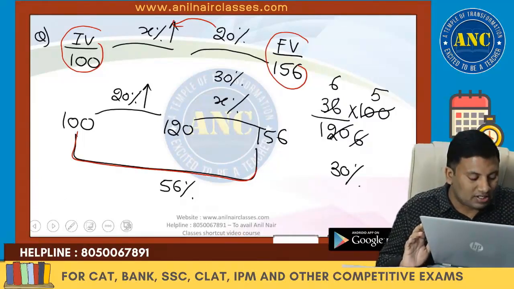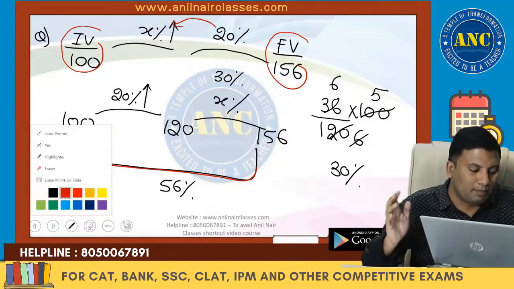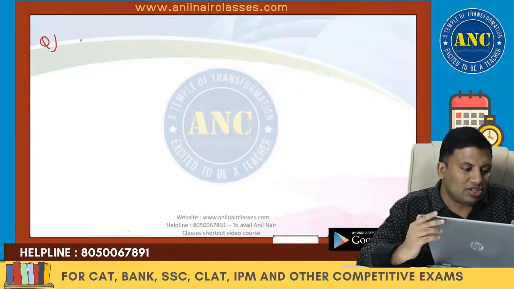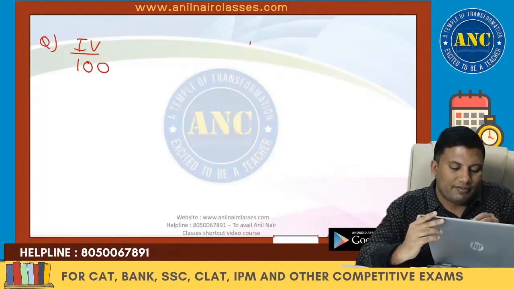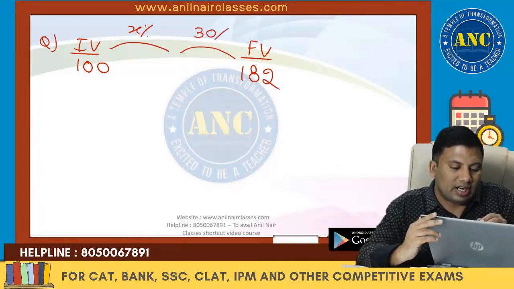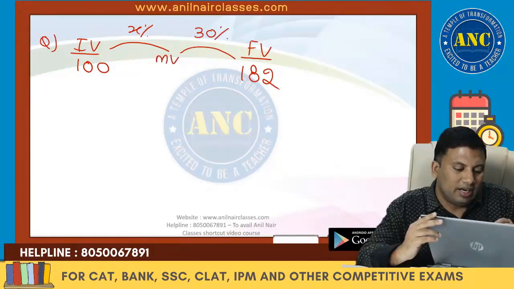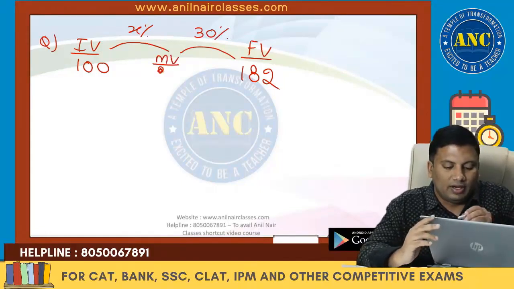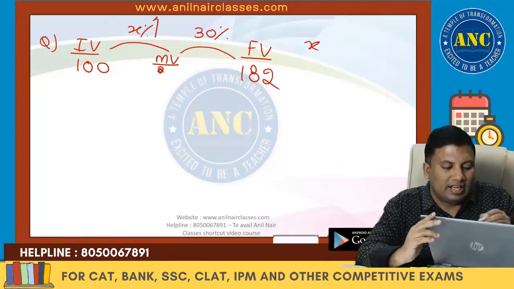Second example. Take these examples, sir. Second one. Initial value 100. Final value 182. X percentage. Again it is 30 percentage. This is the middle value. Find x. Both are increasing.